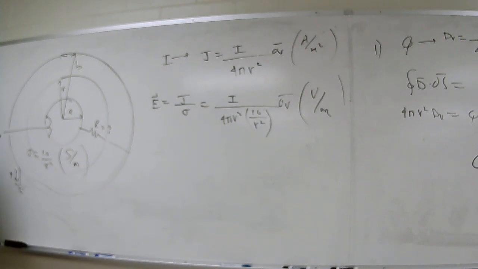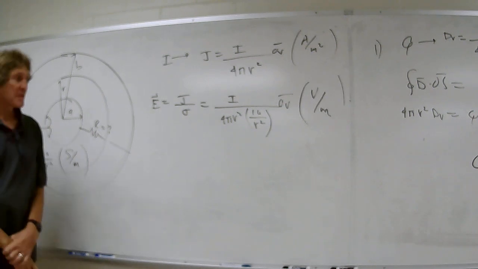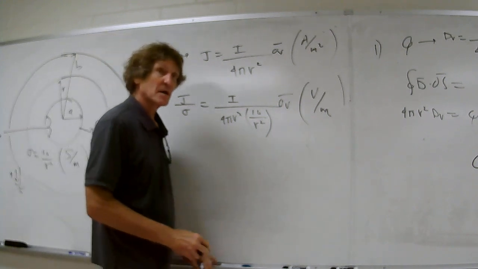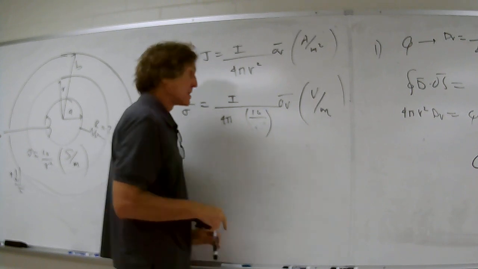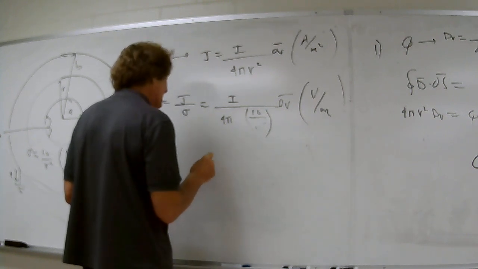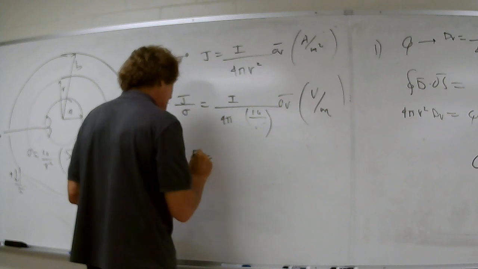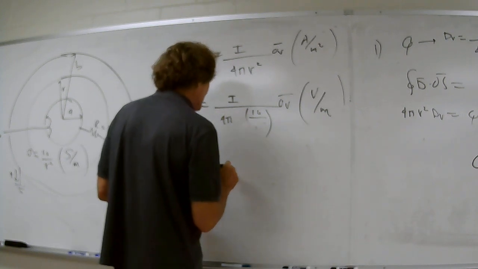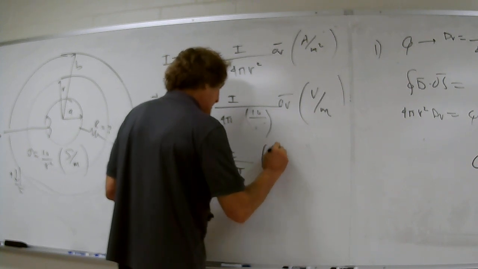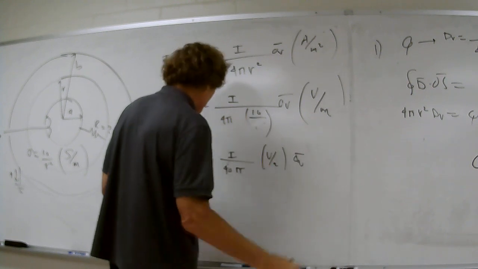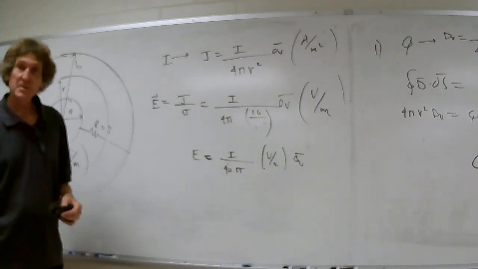By the way, I chose this particular problem and these values to make everything super simple. You with me? So now, one of the things you see is the r squared goes away. You agree with that? Yep. So that means your electric field is not a function of distance. The electric field for this one is just going to be equal to I over 40 pi volts per meter in the a_r direction. That's it. Now I've got to get the voltage.